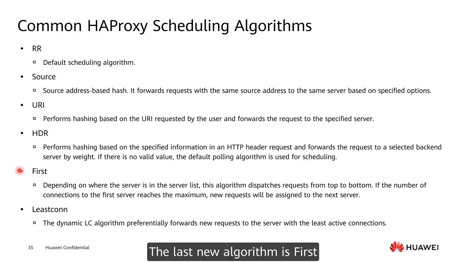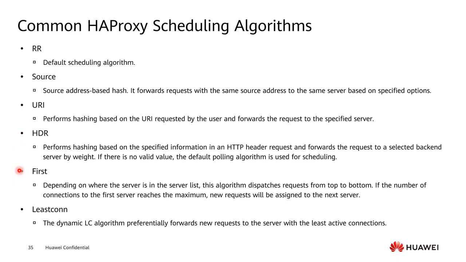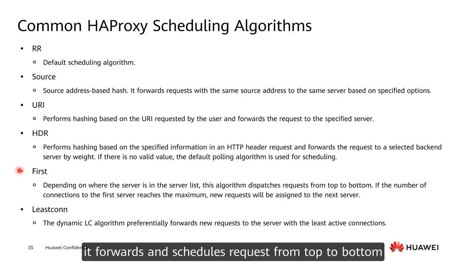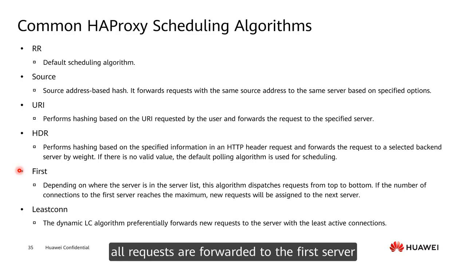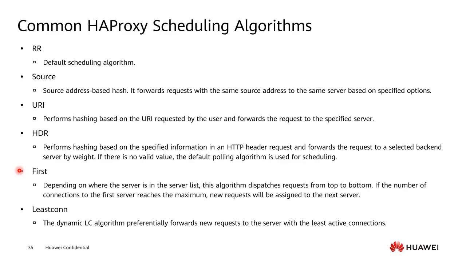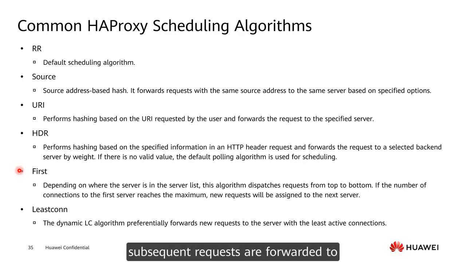The last new algorithm is first. It forwards and schedules requests from top to bottom according to the server list in the configuration file. All requests are forwarded to the first server until the number of connections to the first server reaches the upper limit. Subsequent requests are forwarded to subsequent servers.